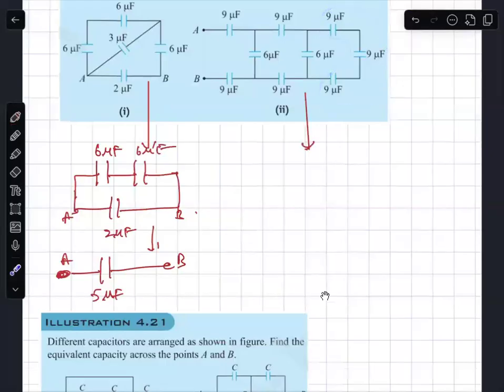9, 9, 9, 3 microfarad. Don't add. Don't get confused. Capacitor series is different, unlike resistors. 9, 9, 9, 3, 3, 6 parallel. So therefore, in this case, effectively across AB, this is going to be 3 microfarad.